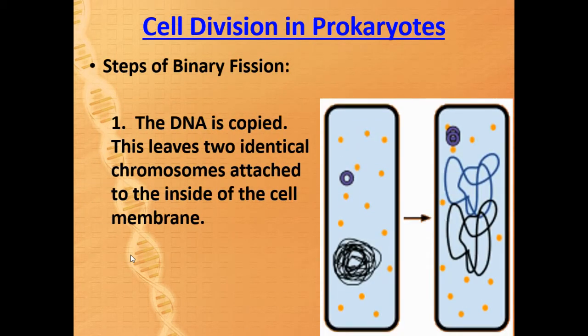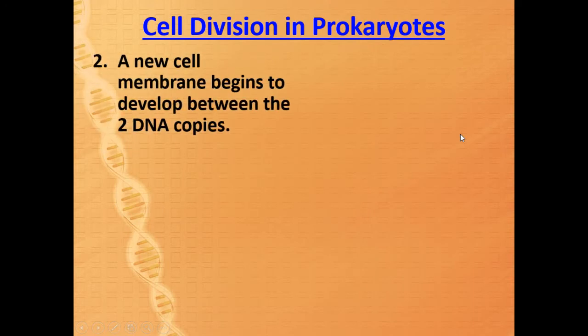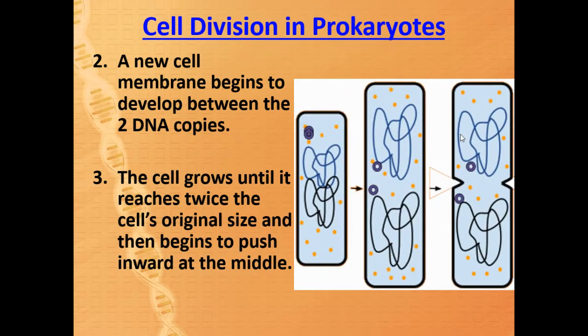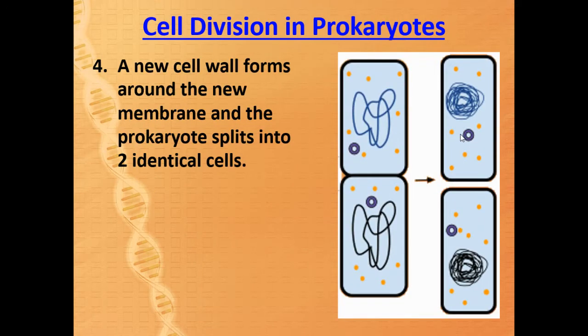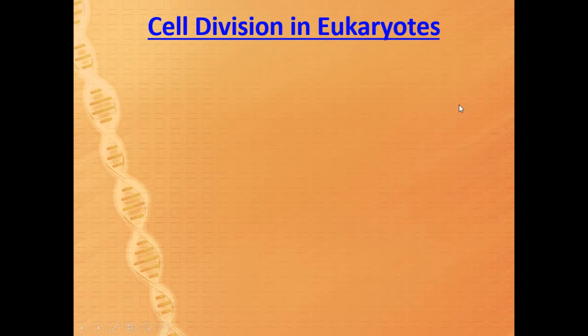So, steps to binary fission. First, the DNA is copied, which is going to leave 2 identical chromosomes attached to the inside of the membrane. So here's our original DNA, it's black, and the copied version is going to be blue. The plasmid also copies. A new cell membrane is going to begin to develop between the 2 DNA copies, and the cell is going to grow until it reaches twice the original size, and then it's just going to pinch inward. So the original cell isn't actually dying, it's just splitting in half. A new cell wall is going to form around the membrane, and the prokaryote is going to split into 2 identical cells. So here we have our original cell, here we have our new daughter cell.